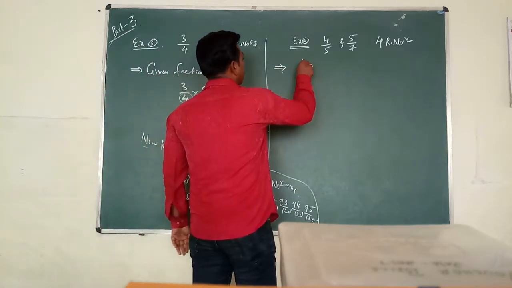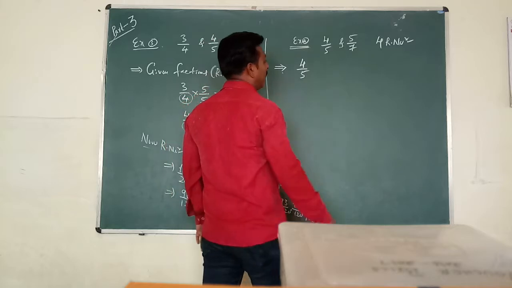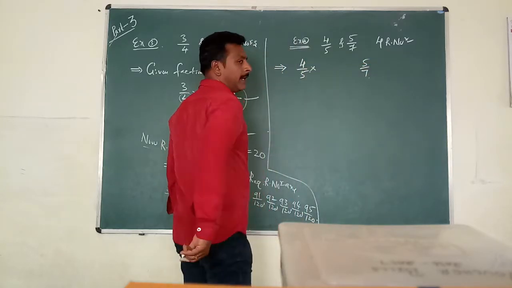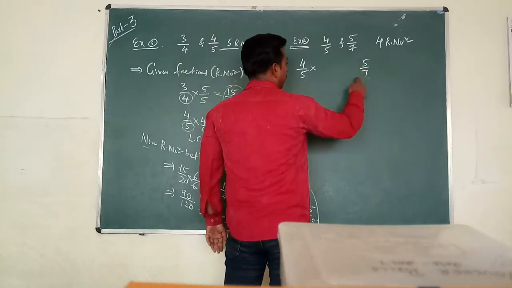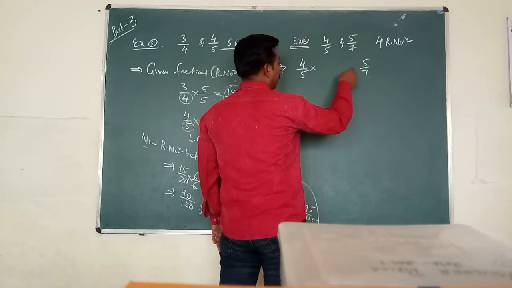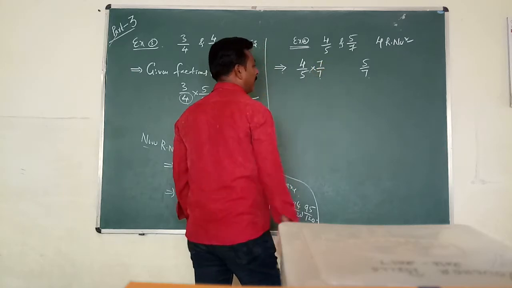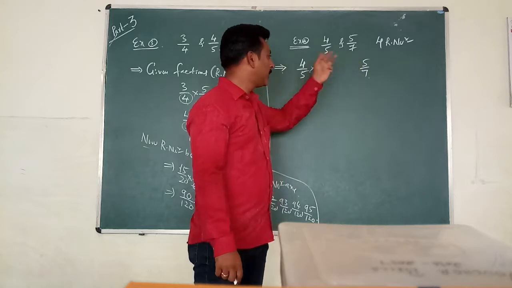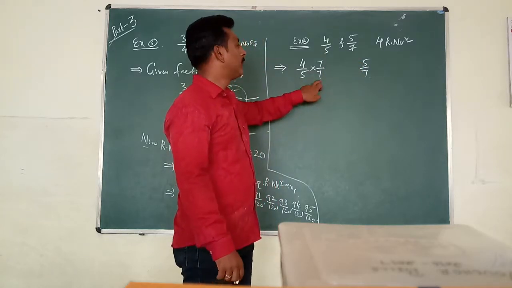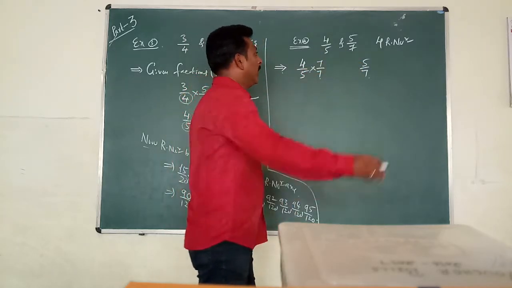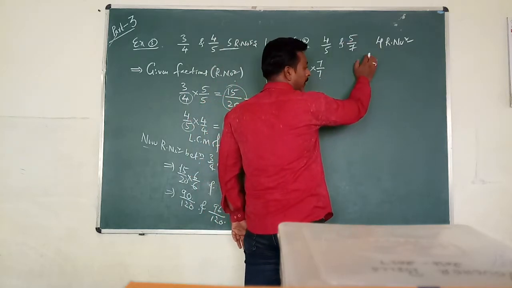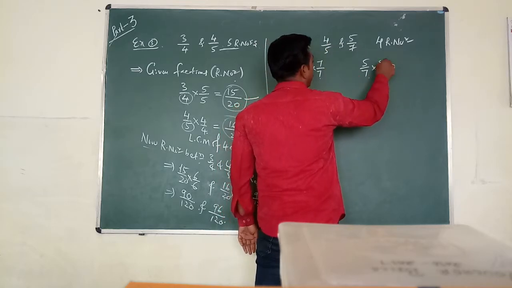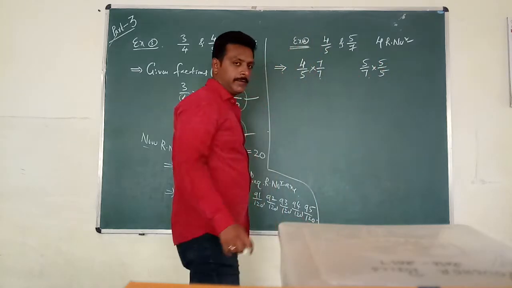So 4 by 5, another one is 5 by 7. Look at this. To make their denominators equal, the second fraction's denominator is what? 7. Multiply both numerator and denominator by 7. Why? Because the LCM of 5 and 7 is 35. To get 35, 5 sevens are 35, so you have to multiply the numerator. And to get 35 for this fraction, you have to multiply it by its denominator, 5 by 5. Is it clear?